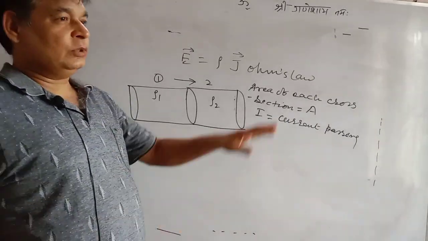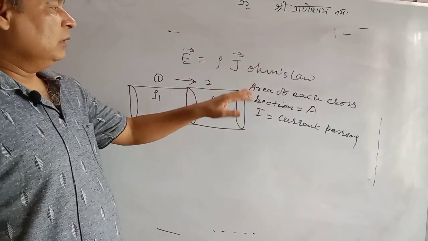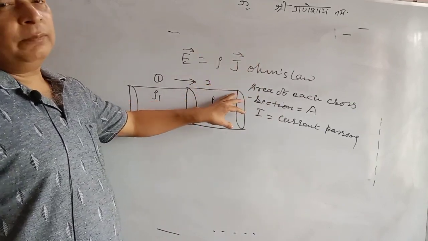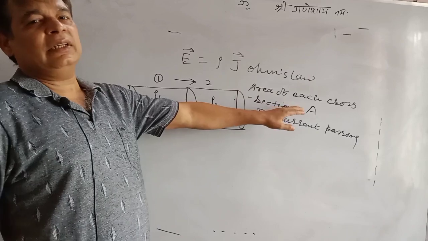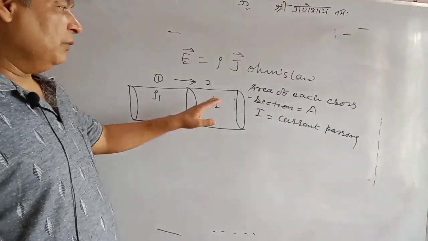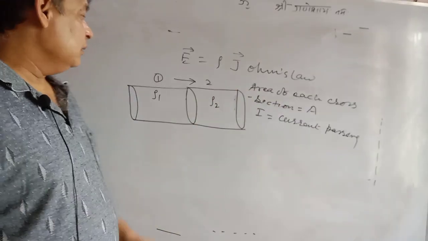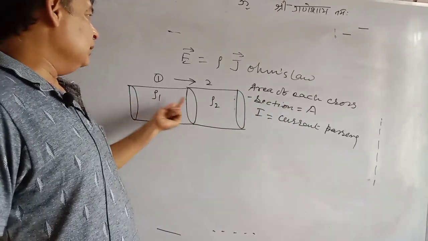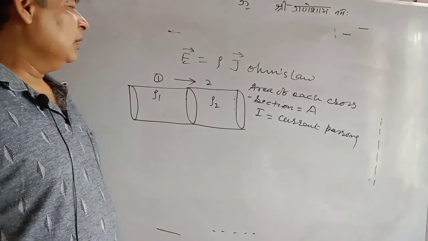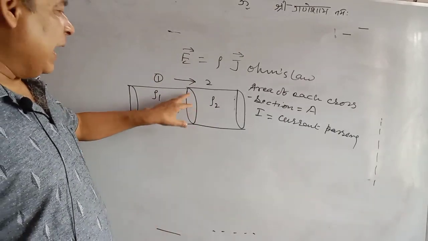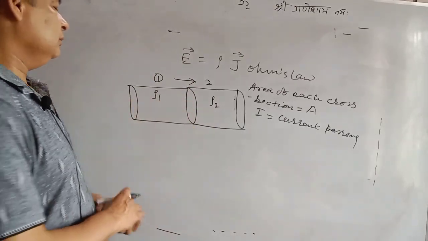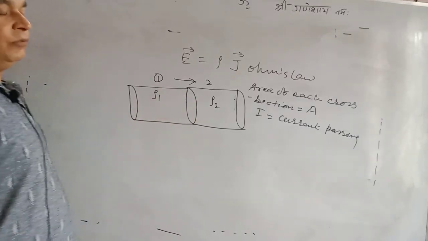Have you understood this question? I hope you have understood. The area of each one is equal, but its value is not given. I'm taking it as A. Current I is flowing through this conductor. The resistivities are rho 1 and rho 2, and we have to find the charge accumulated at this boundary.